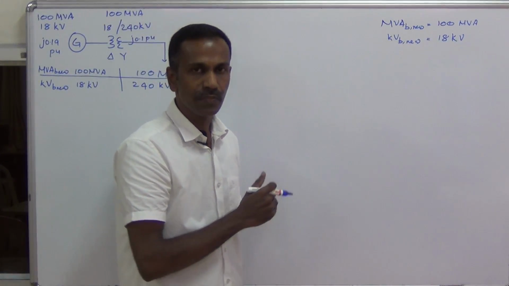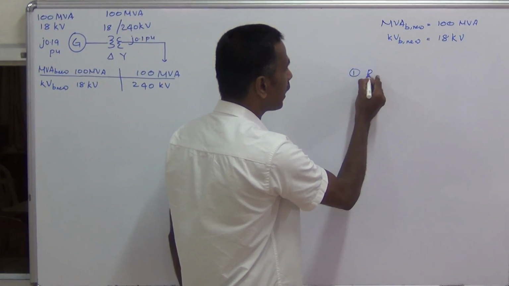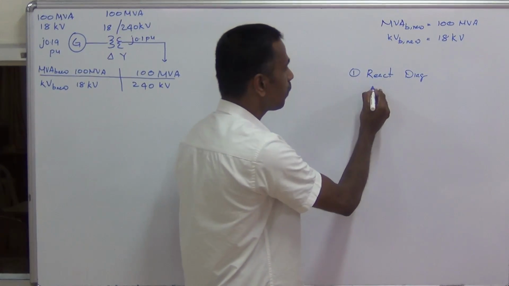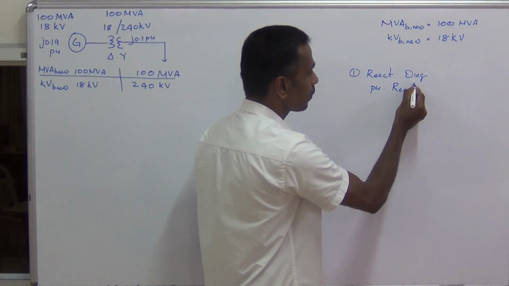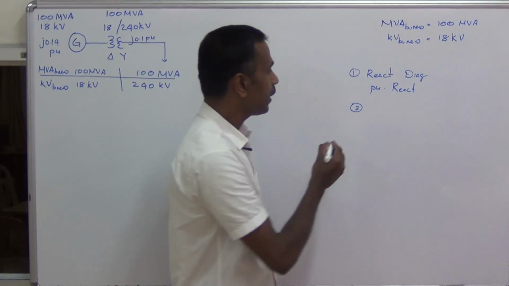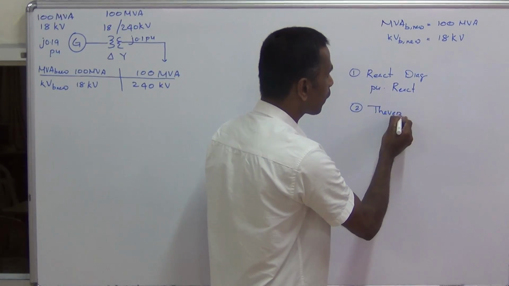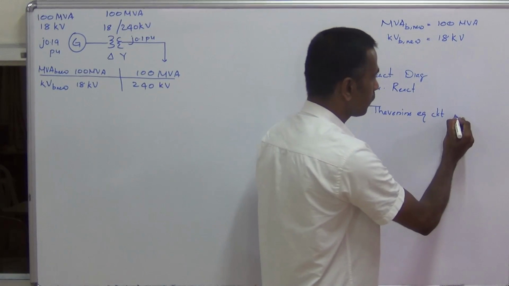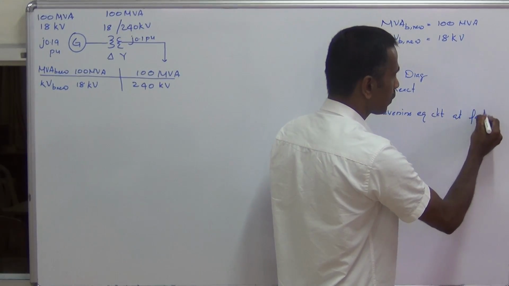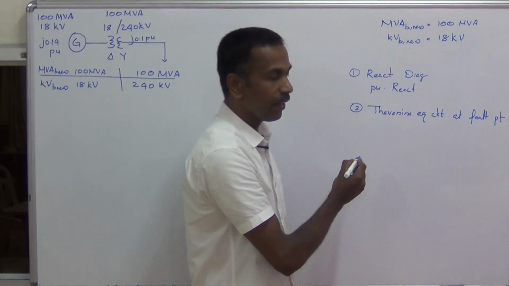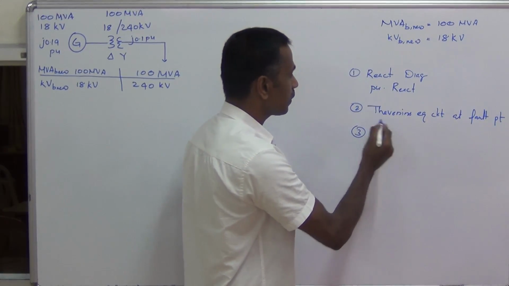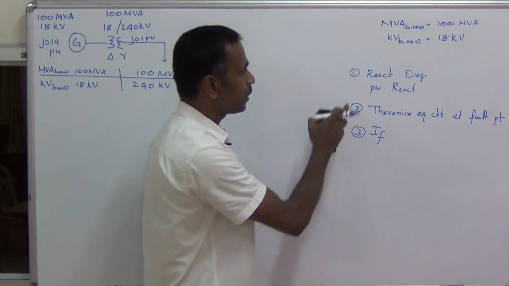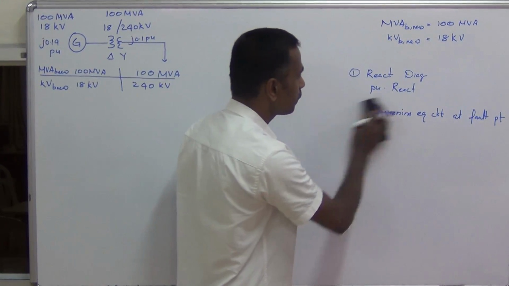After choosing the base values, we have to draw the reactance diagram. Then we have to mark the per unit reactances. Then we have to find out the Thevenin's equivalent circuit at the fault point. Then we have to find out the fault current. This is the approach we are using to solve the three-phase ground fault problems. So the next step is to draw the reactance diagram.